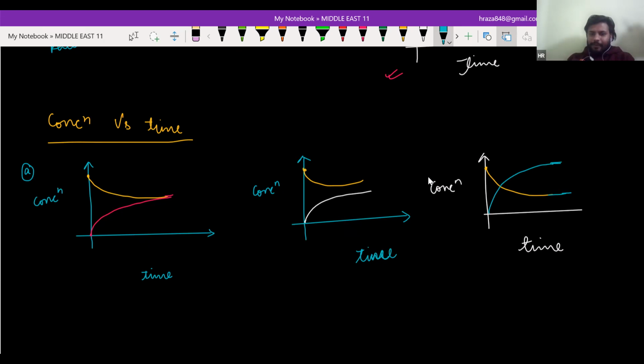We need to tell which graph represents equilibrium. So this one is correct according to Ifra. Anyone? Any answer?